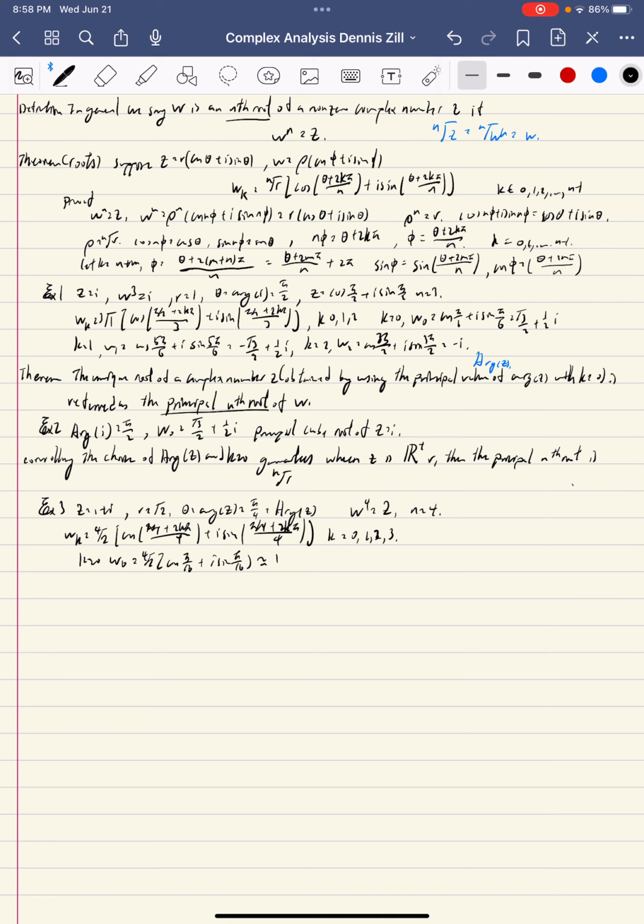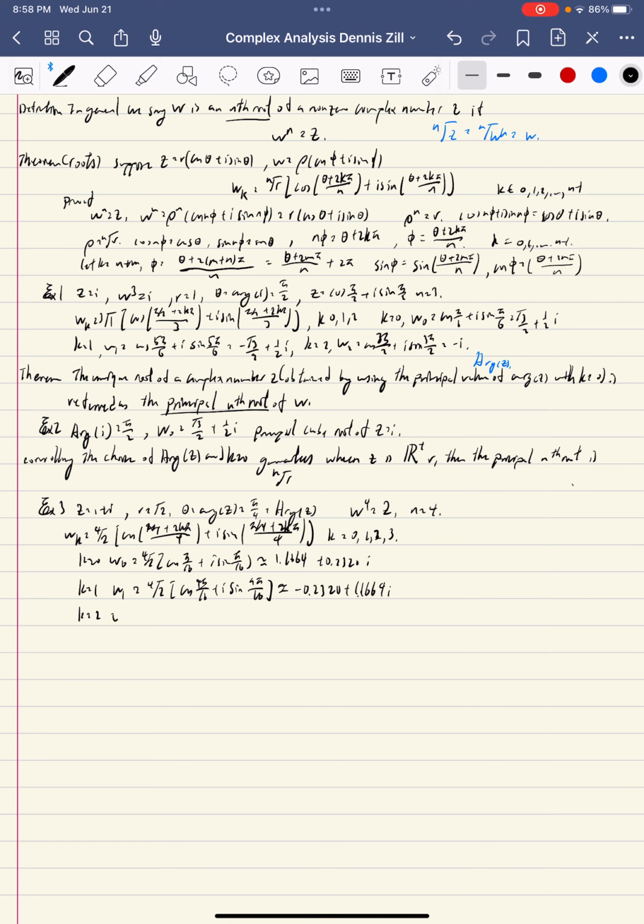That is about 1.1664 plus 0.2320 i, right? And k is equal to 1, w1 is equal to root 2 cosine of 9 pi over 16 plus i sine of 9 pi over 16. That is roughly about negative 0.2320 plus 1.1664 i, right? And then let k equal to 2.